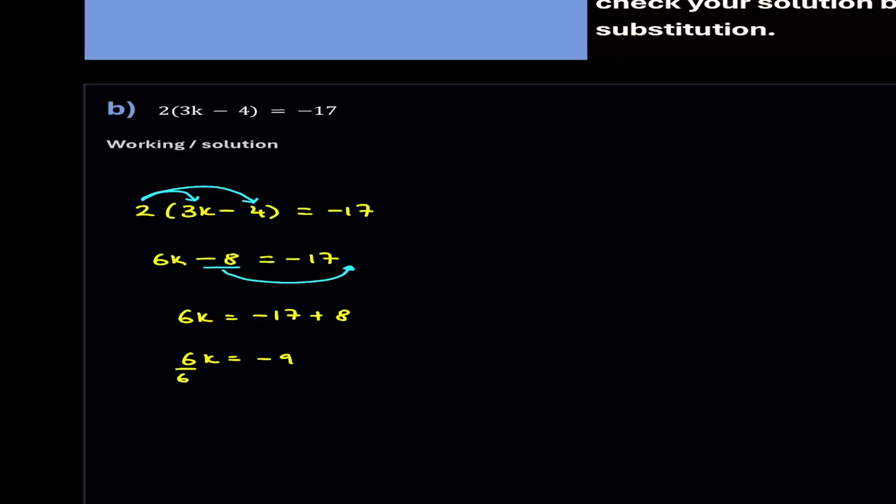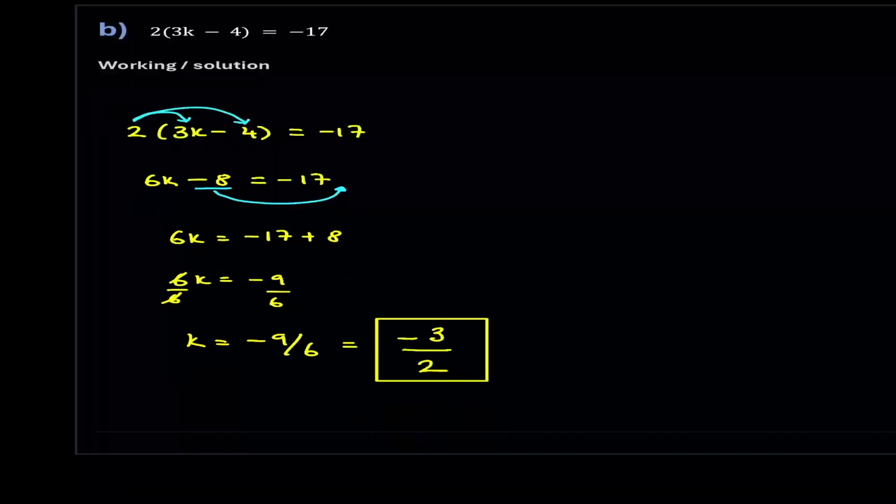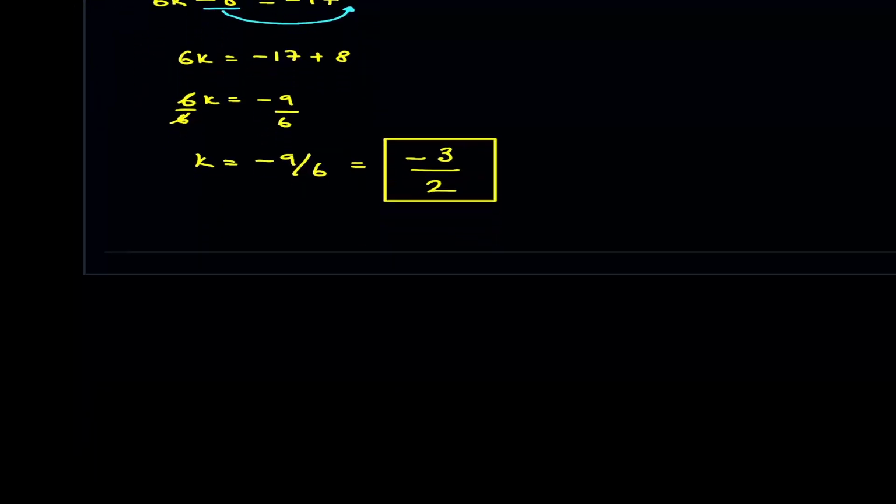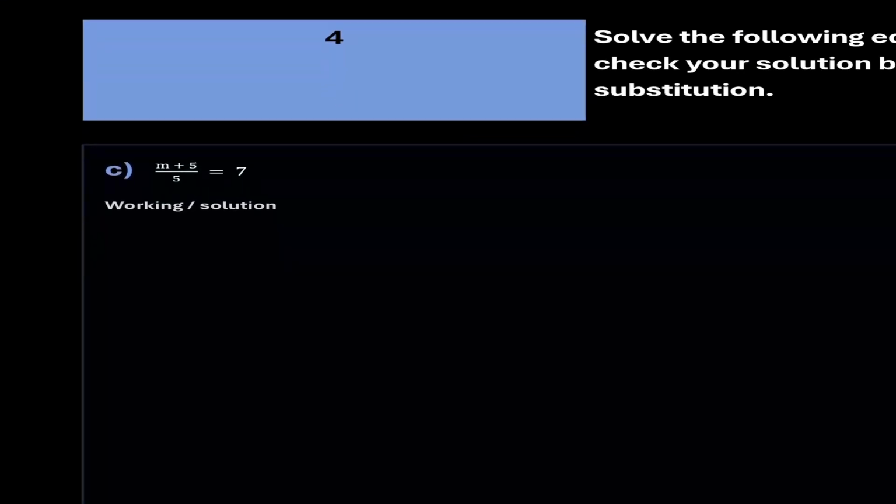And now we want k by itself. So you're just going to divide both sides by 6. So k is neg 9 on 6, which can be simplified because 3 goes into both of them, which is neg 3 on 2. So your answer should be negative 3 on 2. Nice. Okay, let's try this one.